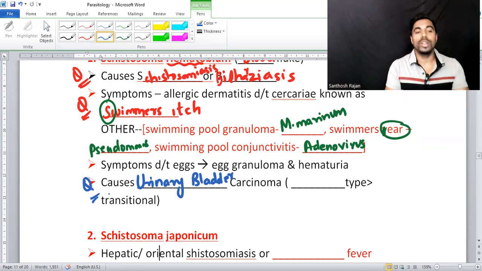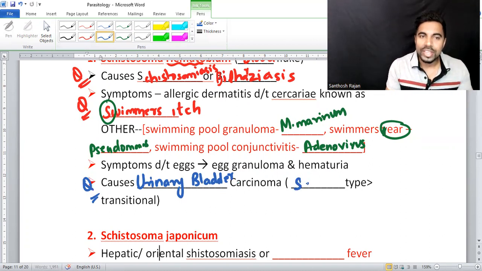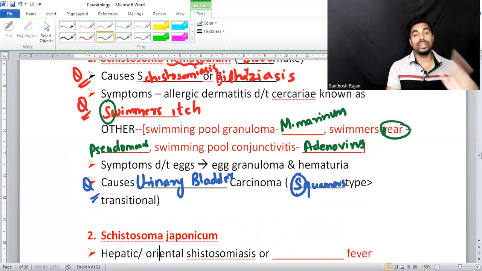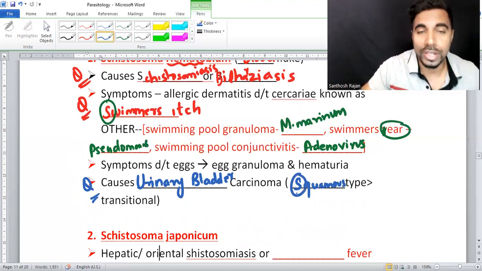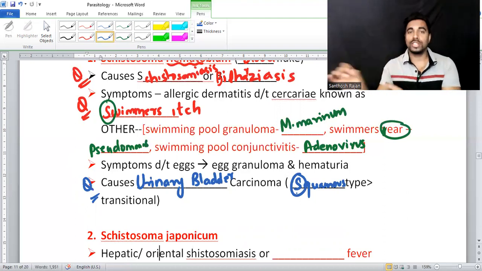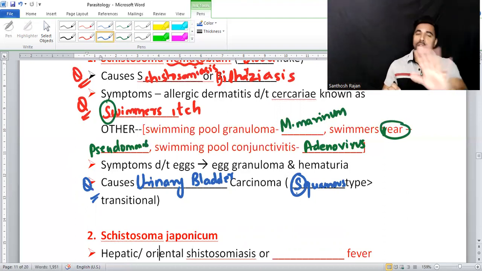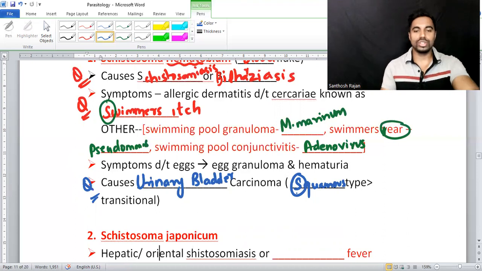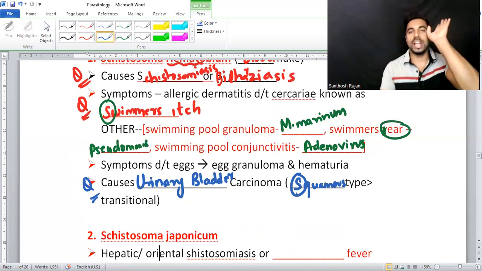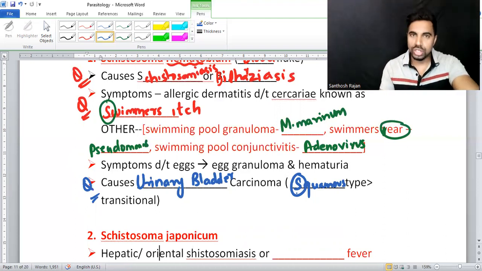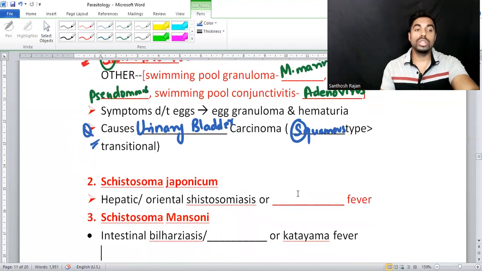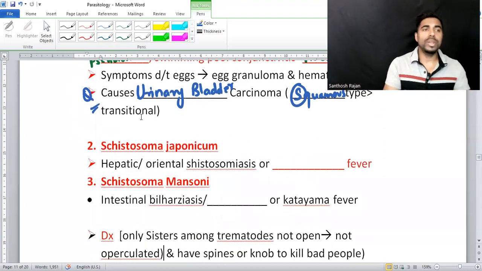Here it's haematobium only. And which type is it again? Squamous cell carcinoma is more common than transitional. That's a surgery question, but please remember, Schistosoma causes squamous cell carcinoma only. That's also a question. So that's all for Schistosoma haematobium. It's very easy. Don't forget haematobium, blood fluke. Swimmer's itch and urinary bladder carcinoma are important; at least this you have to remember. Now Schistosoma japonicum. Japonicum is basically a hepatic or oriental Schistosoma.